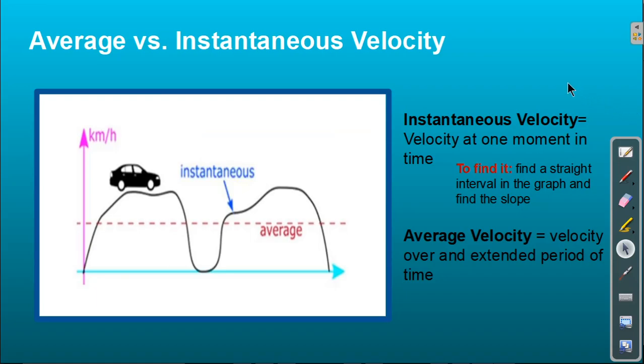Now, average versus instantaneous velocity. They are two different things. This car is traveling, and this graph shows us how the car is traveling. Each one of the points in this graph is the instantaneous velocity for the car.